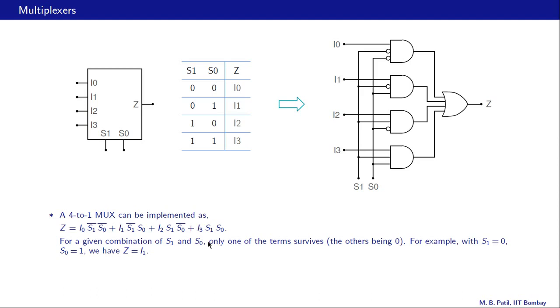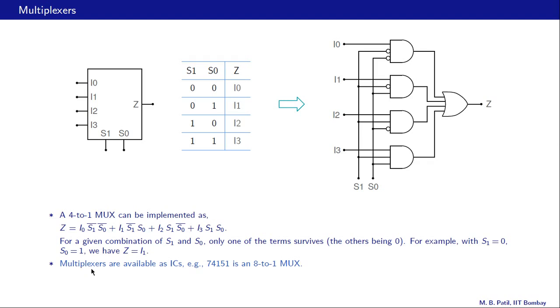And for a given combination of S1 and S0, only one of these terms will survive, the others will be 0. For example, with S1 equal to 0 and S0 equal to 1, that is S1 bar equal to 1 and S0 equal to 1, this term would be 1 and all others would be 0. So in that case we will have Z equal to I1 ANDed with 1, that is Z equal to I1. So that is how the functionality of the multiplexer is implemented.